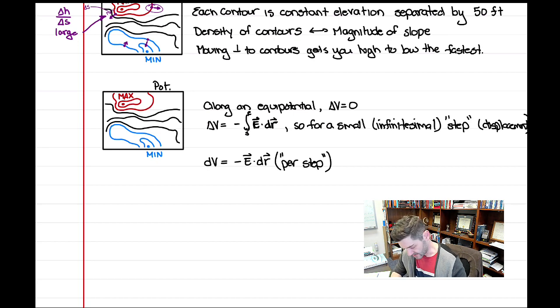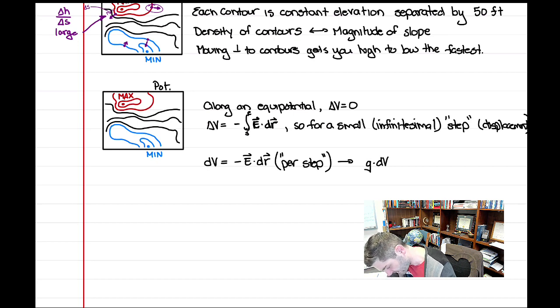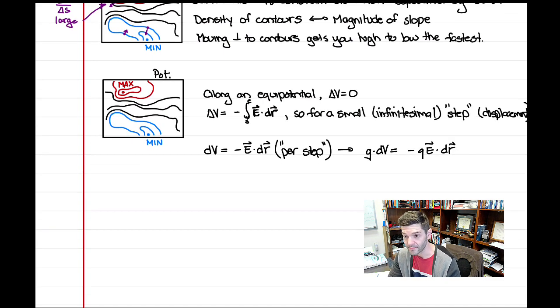And then again, I could of course connect this back to forces and work by multiplying both sides by Q. So then it looks like Q dV equals negative QE dot dr. Q dV, if you go back up to our expressions, looks like it's going to then be some small amount of work that's being done. We define that as, not to skip steps, we define that as some small amount of change in the potential energy of that charge as that charge moves through the electric field.